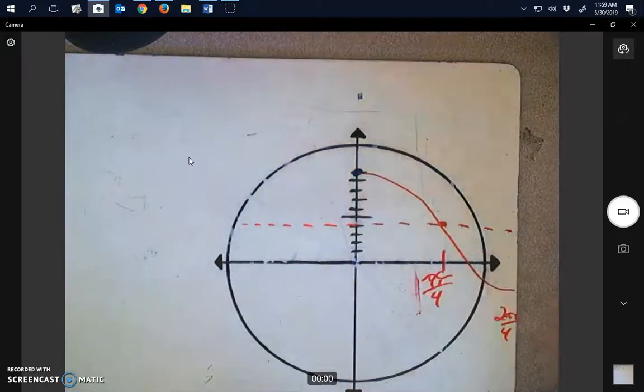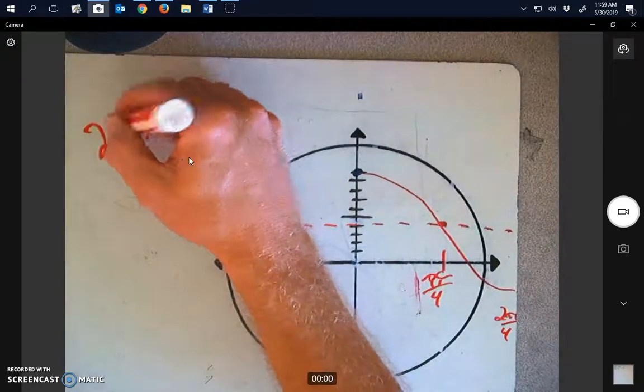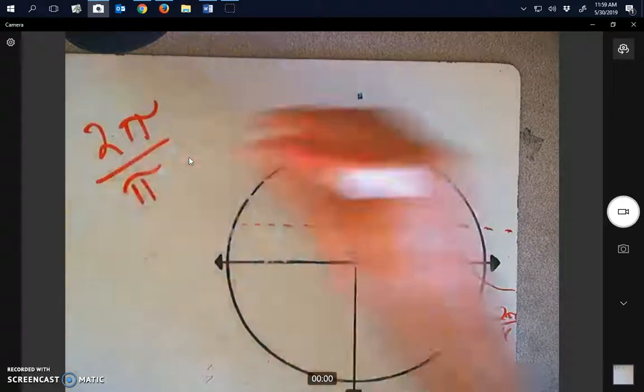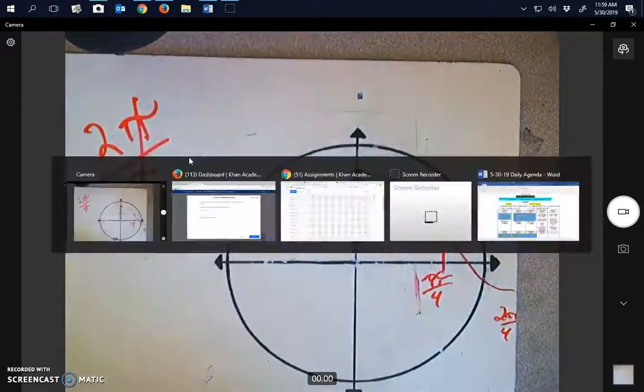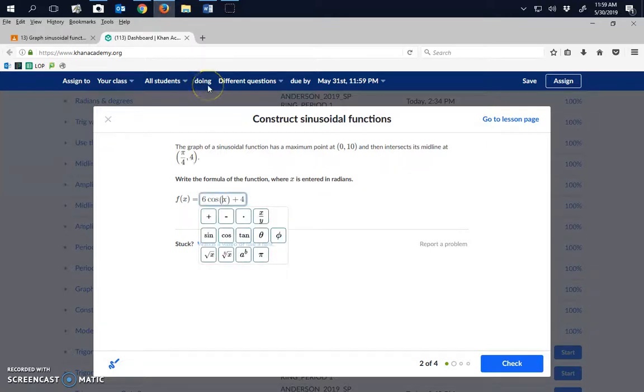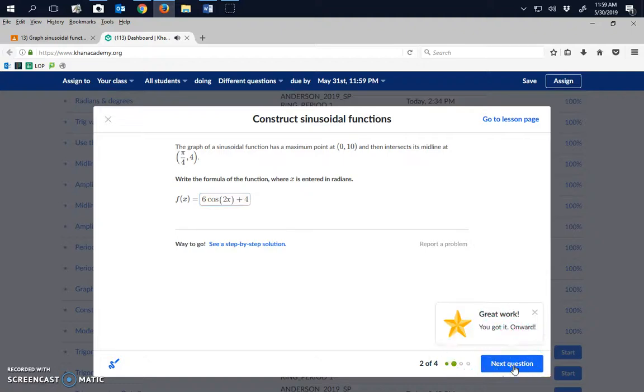2 pi over 4, and then 3 pi over 4, and then 4 pi over 4, which is just simply pi. So our period is 1 pi. So we divide 2 pi over pi, because that's what our period is in this question, and we end up with just 2. So we should have 2x. Yep. Okay, next question.